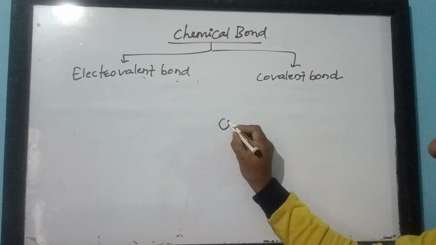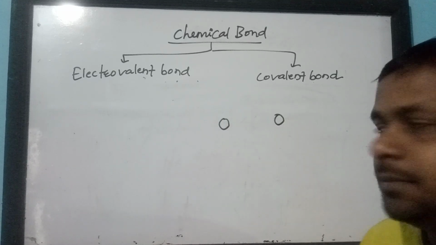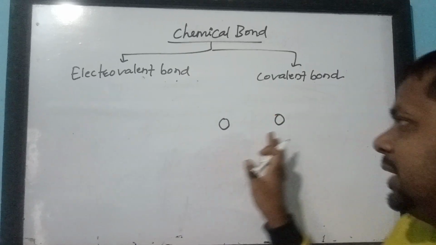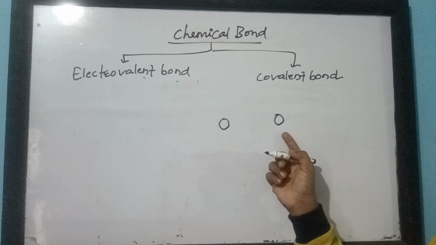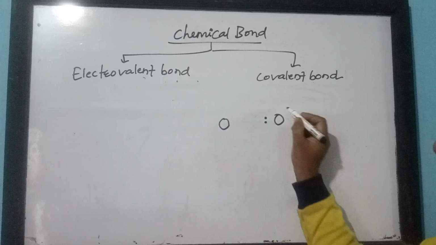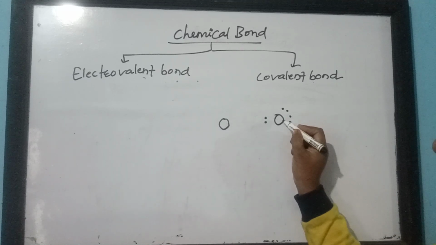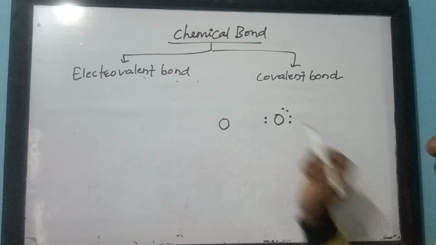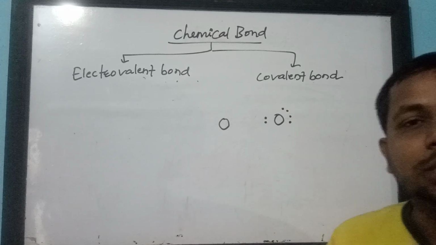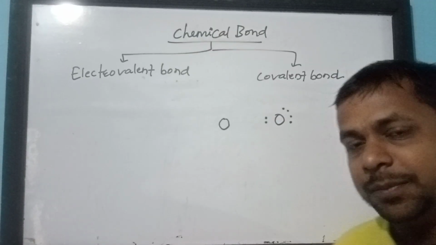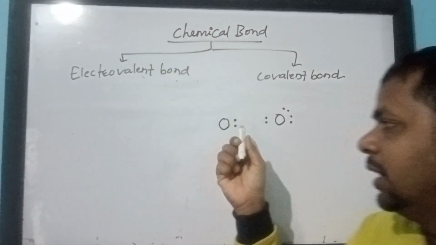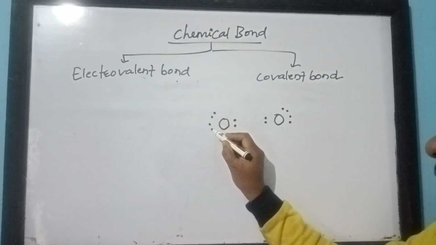Suppose this is one oxygen atom, and this is another oxygen atom. Then how many electrons does this atom require? 2 electrons. So it shares its 2 electrons with this one. Of the 6 electrons in the outermost orbit, 2 electrons are involved in sharing, so we write them on this side, and the rest of the electrons we can write here. We are only focusing on the valence electrons, the outermost orbit electrons. This atom also requires 2 electrons, so it shares its 2 electrons on this side, and the remaining 4 electrons we can show here.